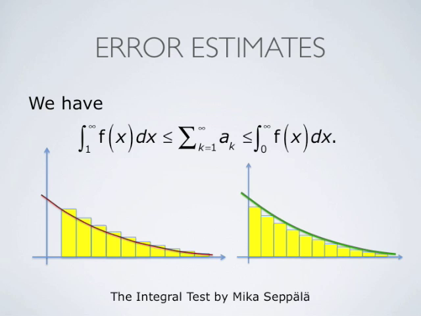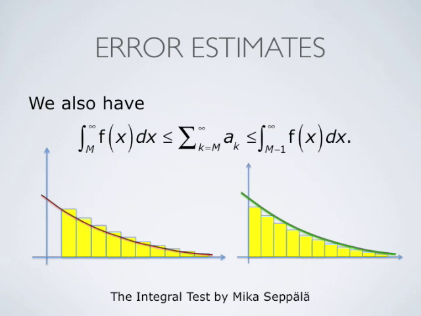On the right, we integrate from 0 to the infinity f of x dx, that is from 1 minus 1, and on the left we integrate from 1. Therefore, if we replace the starting value of the summation index by the positive integer m, we observe that the improper integral from m to the infinity f of x dx is at most the sum of the series k from m to the infinity ak, and this, on the other hand, is at most the improper integral from m minus 1 to the infinity f of x dx.